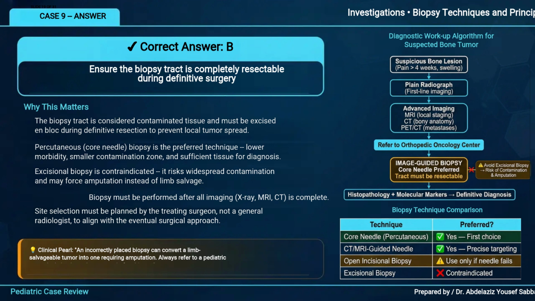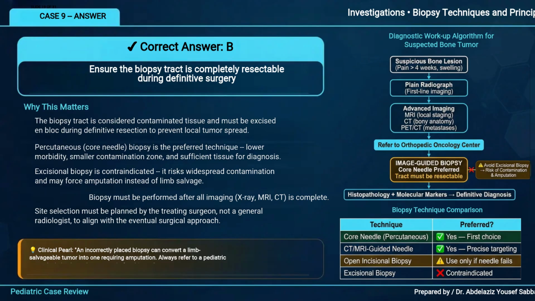Biopsy must be performed after all imaging including X-ray, magnetic resonance imaging, and computed tomography is complete. Site selection must be planned by the treating surgeon, not a general radiologist, to align with the eventual surgical approach. The diagnostic workup algorithm follows this sequence: suspicious bone lesion, then plain radiograph, then advanced imaging, then referral to orthopedic oncology center, then image-guided core needle biopsy with a resectable tract, then histopathology plus molecular markers for definitive diagnosis.